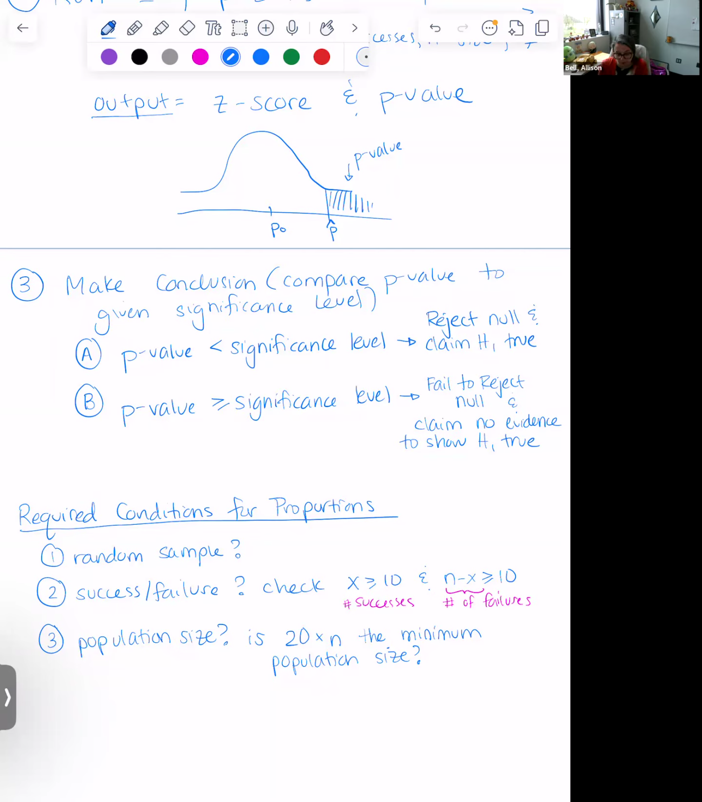Okay, in the next video, we're going to go over some examples that have to do with the one prop Z test. So we'll be using the calculator as well as the packet for the next two examples. Okay, I'll see you in those videos.